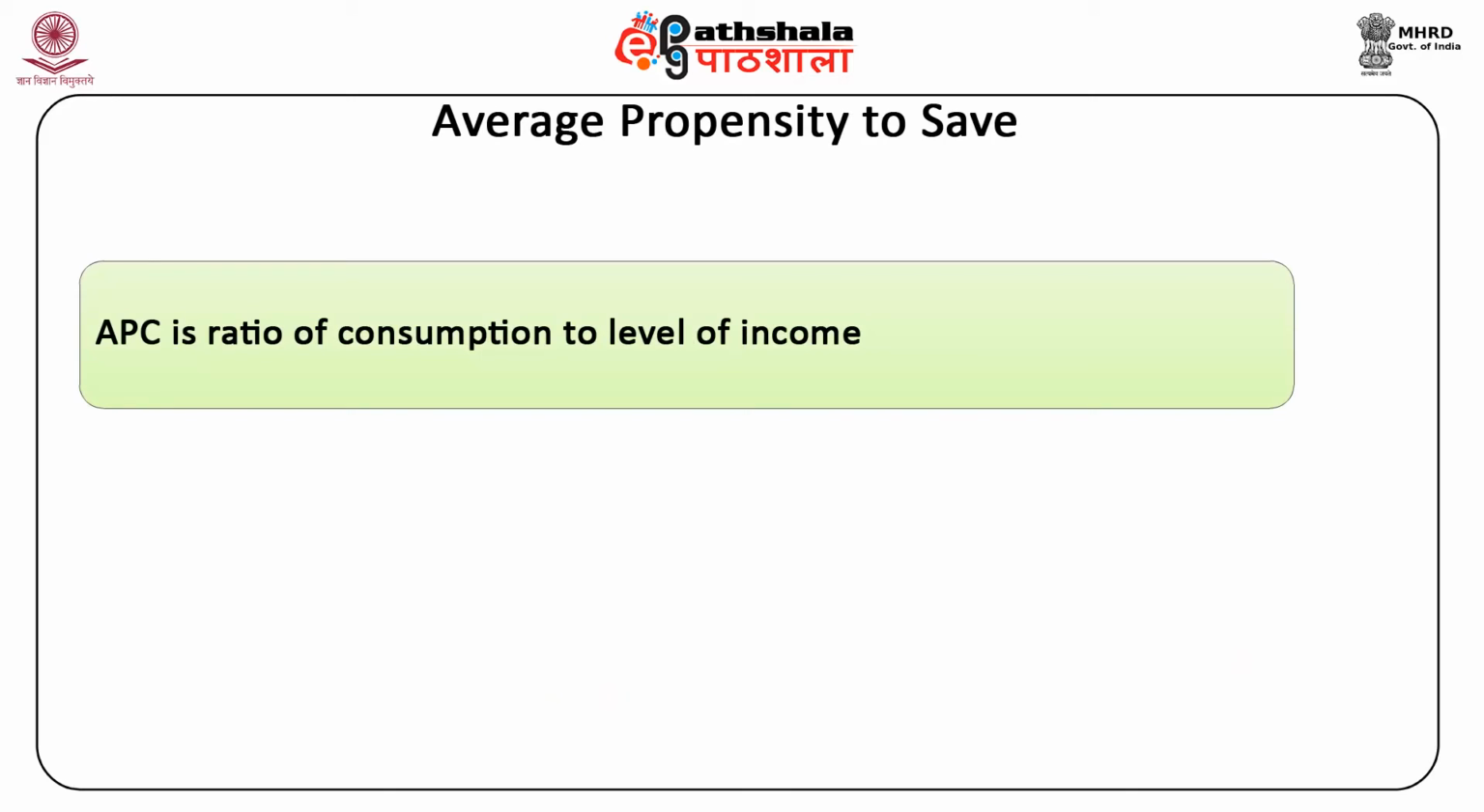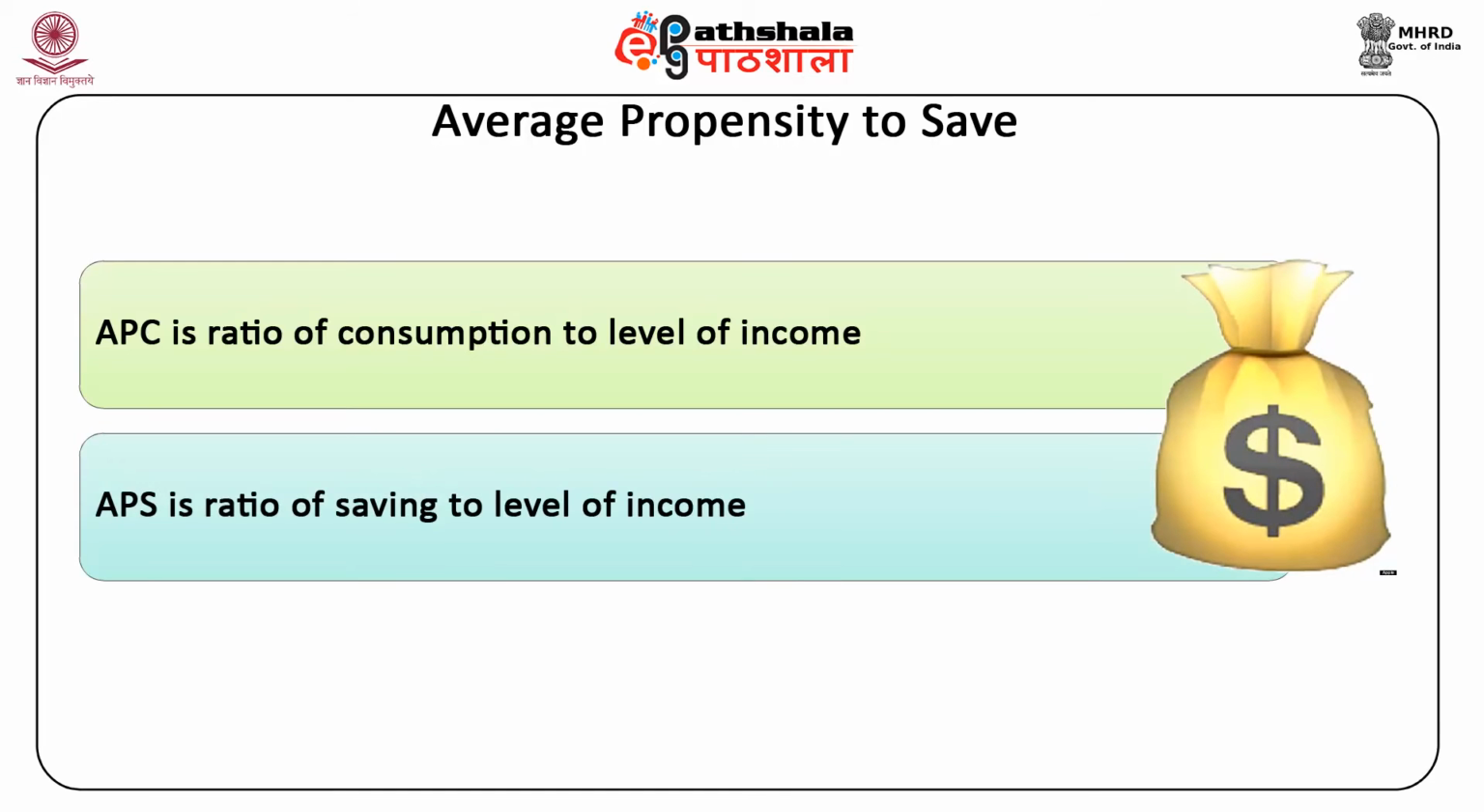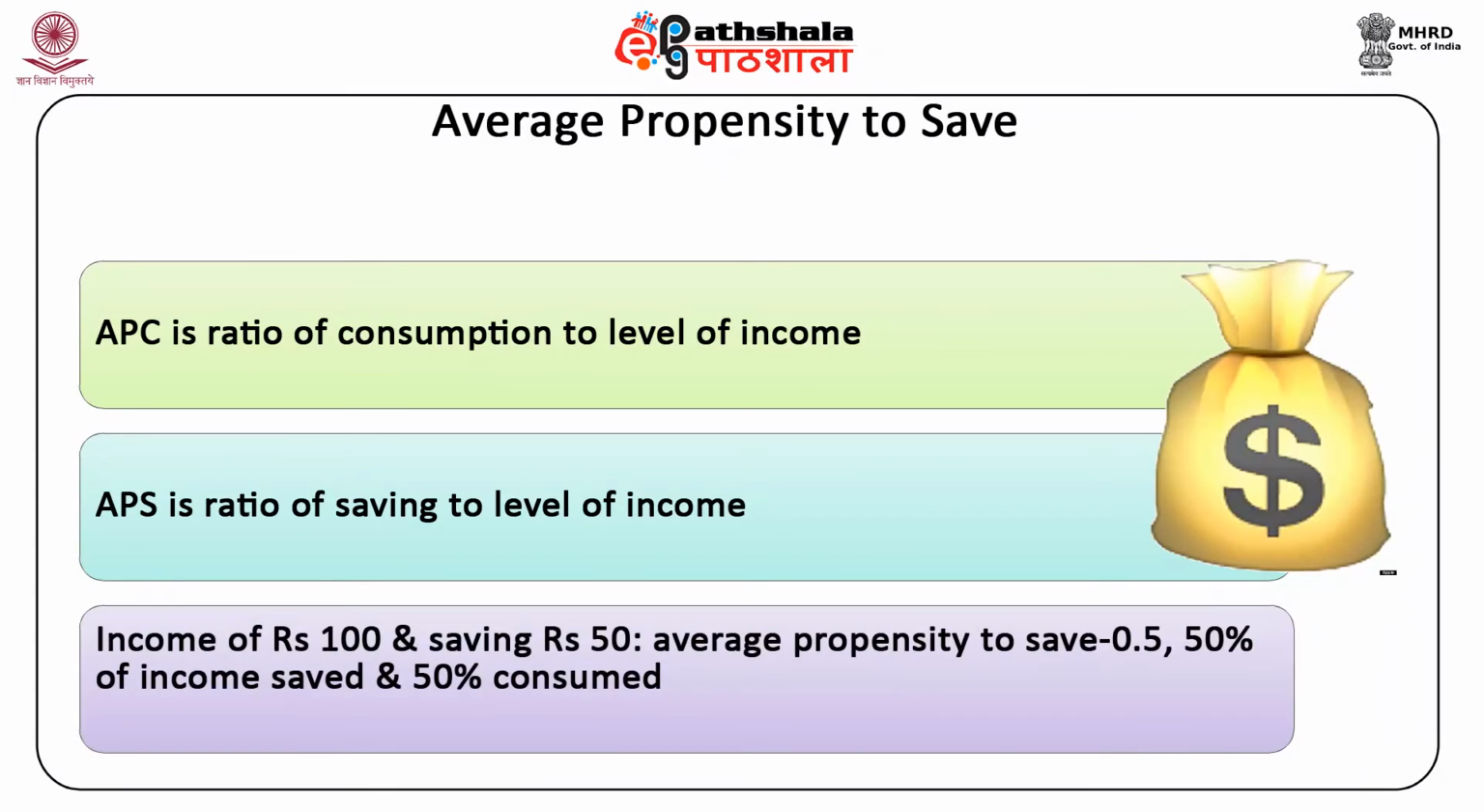As APC is the ratio of consumption to the level of income, similarly, APS is the ratio of saving to the level of income. For instance, if the income of an individual is say rupees 100 and saving is say rupees 50, then the average propensity to save will be 1/2 or 0.5. That is, 50% of the income is saved and the remaining 50% is consumed.